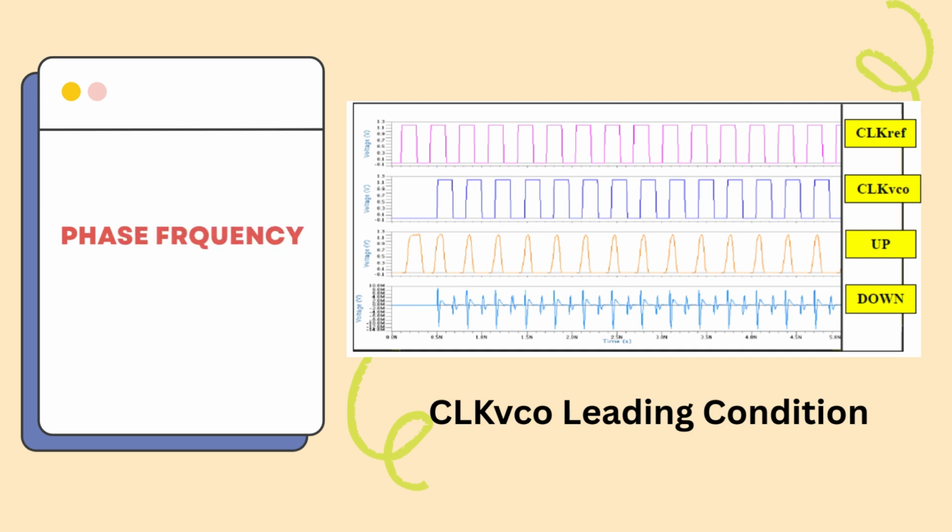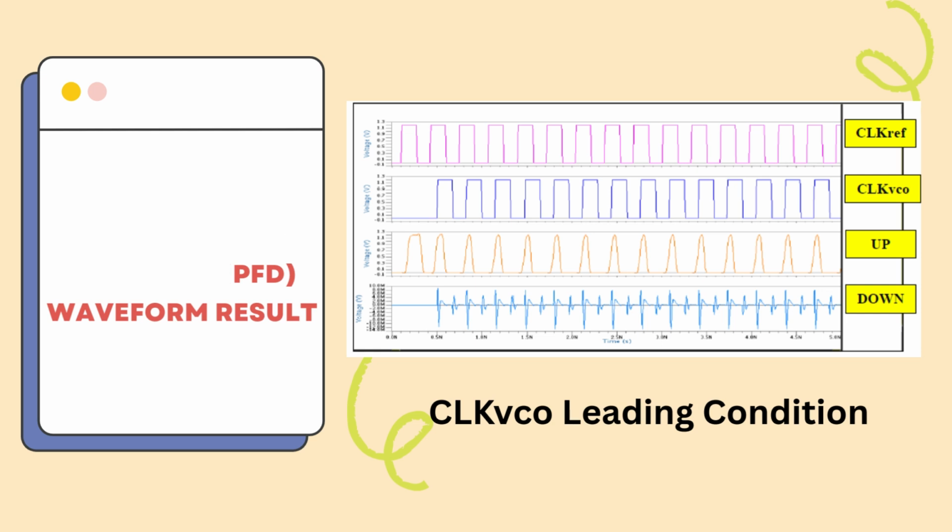Finally, let's examine the VCO clock leading condition. In this figure, you'll see the PFD correctly responding by asserting positive pulses on the down output. The duration of these down pulses is directly proportional to the phase lead of clock VCO over clock reference. Conversely, the UP output remains completely inactive, confirming the PFD accurately identifies the VCO clock as leading.